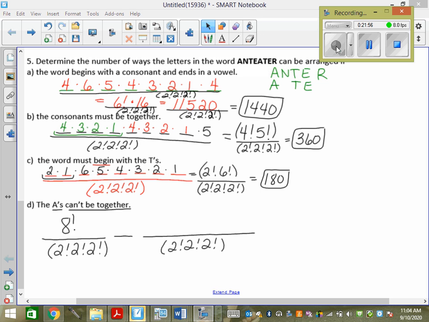So we have 1, 2, 3, 4, 5, 6, 7, 8. I'd have 2 times 1, left 2 behind, and it's still allowed. 6 times 5 times 4 times 3 times 2 times 1. And then am I done? No, I actually need to multiply by 7 because the A's can move 7 spots, right?